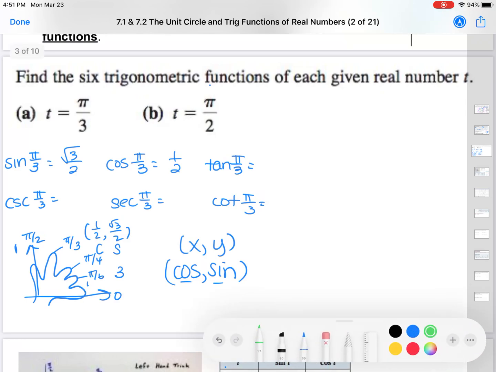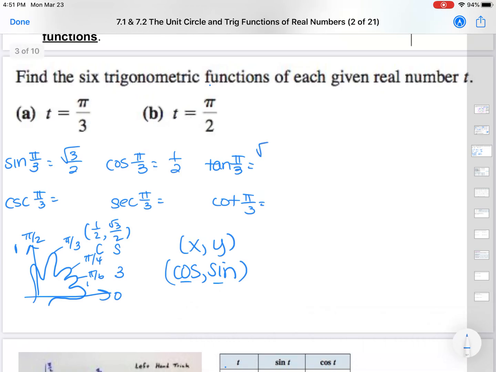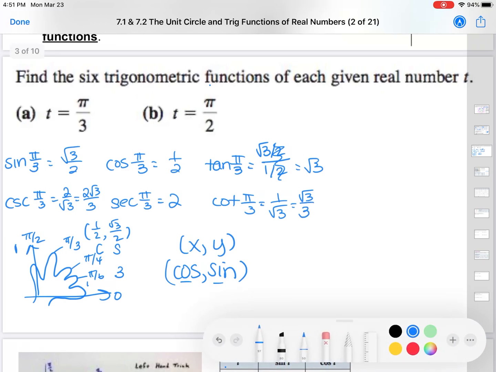To get tangent, we just do sine divided by cosine. So if I do sine divided by cosine, that would be root 3 over 2 divided by 1 over 2. The over 2's cancel out, so I just get root 3. And then to get the bottom, we just flip it over. 2 over root 3, which is really 2 root 3 over 3. And 1/2 becomes 2, and root 3 becomes 1 over root 3, or root 3 over 3. Okay? And we can do very similarly for pi over 2.